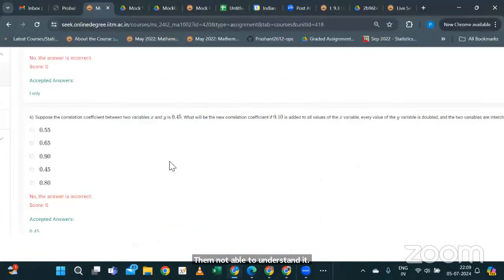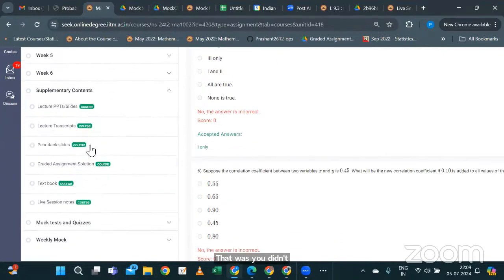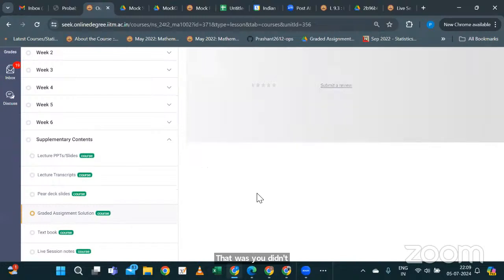Have you seen the solution PDF? I'm not able to understand it. Okay, I will share the solution PDF and try to explain from there. Okay, give me a second. That means you didn't, had you attended the other sessions? Yes, sir.